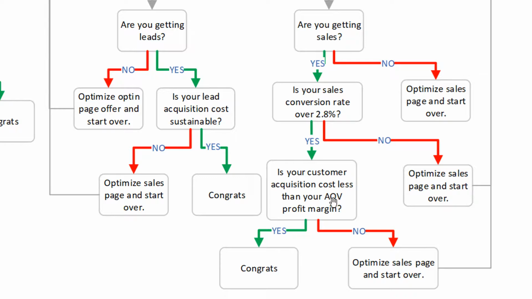Well, if it costs you $28 to get a customer, right? Is your customer acquisition cost less than your AOV profit margin? If it's not, then you need to optimize and start over. If it is, then congrats. You want your acquisition cost to be less than, I would say, at least 20% less than your profit margin on your average order value or your product price, right? Because you want to get paid to get a customer. You don't just want to break even.